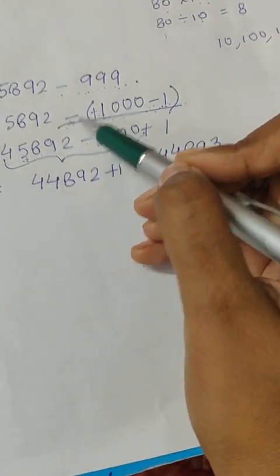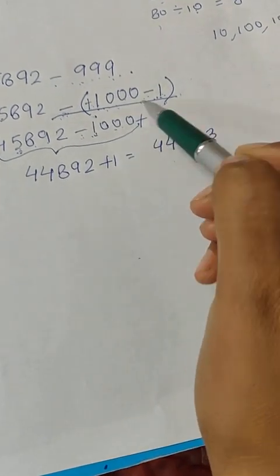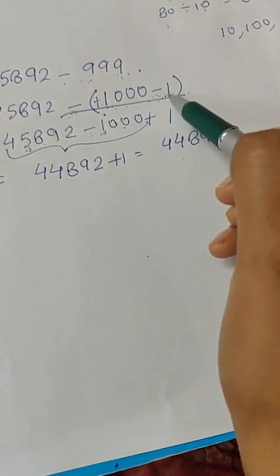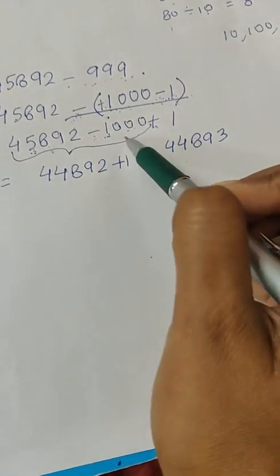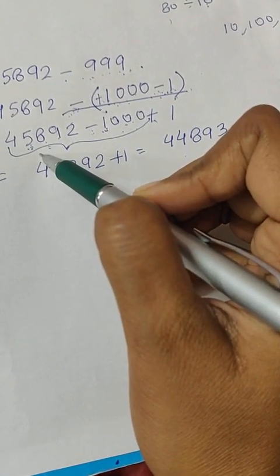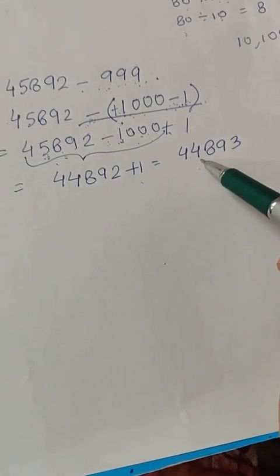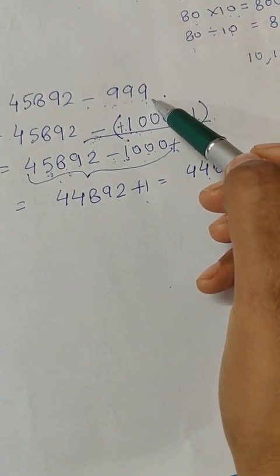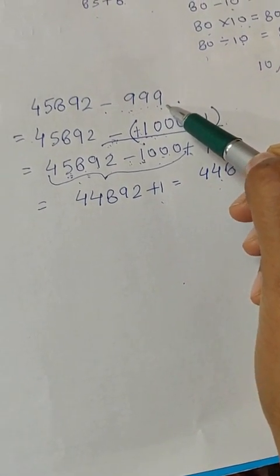Okay, so here is minus, here is plus. Minus plus gives you minus. So we wrote minus 1000. But here was minus, so minus minus we know, when you multiply minus by minus you get a plus, so plus 1. So you will first subtract 1000 from 45,892 and then you will add 1. You will get the answer as 44,893.